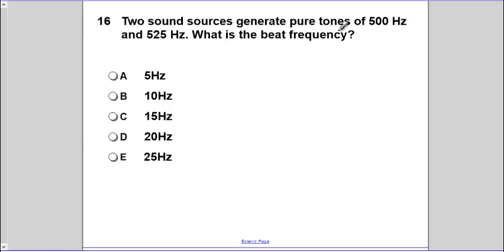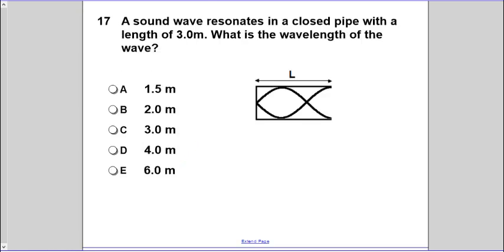Two sources generate pure tones at 500 and 525. What is the beat frequency? It's simply the difference. It's not likely we would be able to hear that beat frequency because we can only perceive about 10 vibrations per second difference between these.